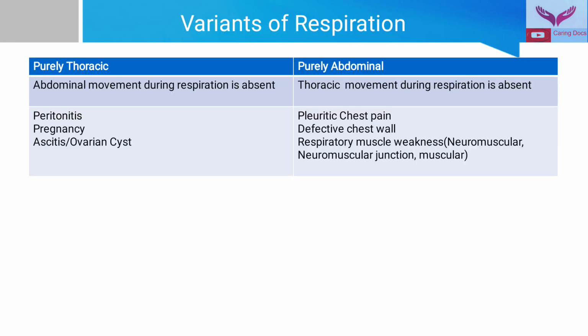Various variants of respiration are purely thoracic and purely abdominal. In purely thoracic, the abdominal movements during respiration are absent, and in purely abdominal, the thoracic movements during respiration are absent. Purely thoracic respiration is seen in peritonitis, pregnancy, ascites, or ovarian cyst, and purely abdominal is seen in pleuritic chest pain, defective chest wall, respiratory muscle weakness because of neuromuscular junction or muscular abnormalities.